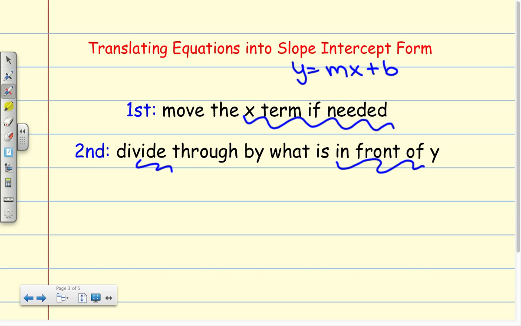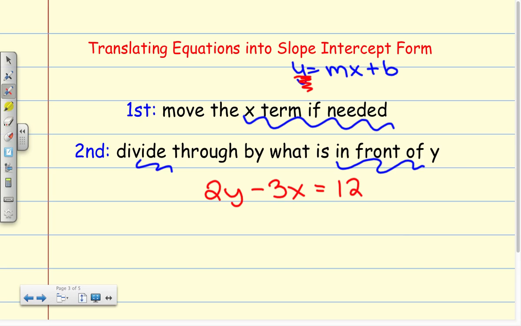If I had something like this, 2y minus 3x equals 12. Is that in slope-intercept form, class? No. What I'm looking for is y alone. Slope-intercept form means y is by itself. That way I can quickly identify a slope or a y-intercept on a graph.